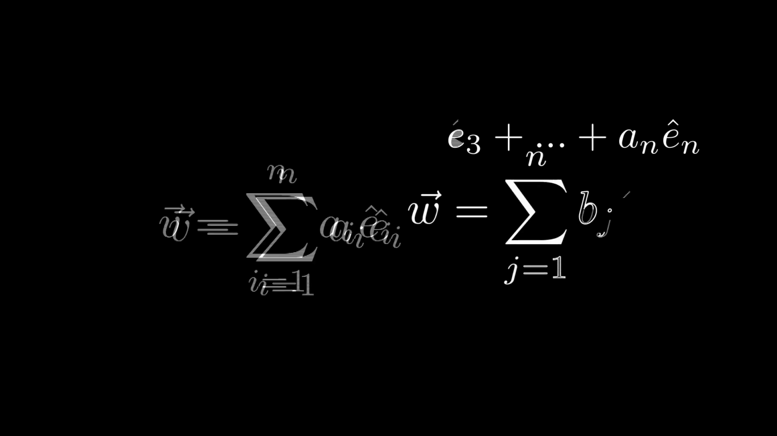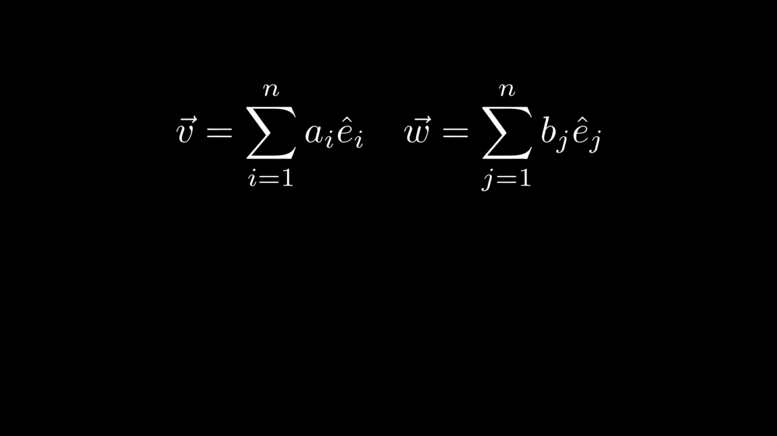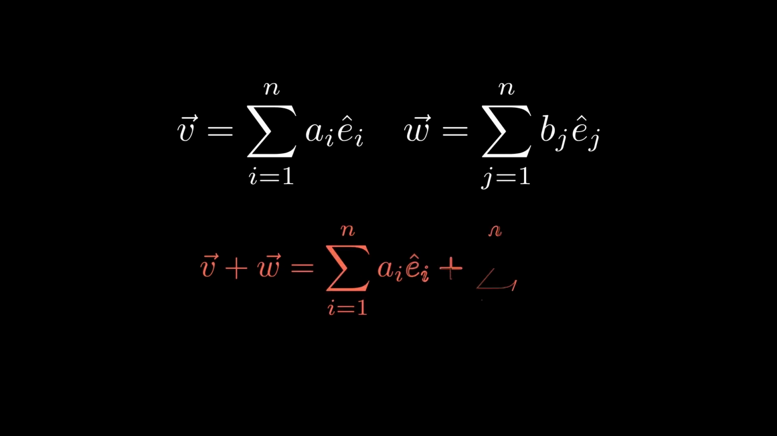Now, say we have two arbitrary vectors v and w. We can try adding these together since e_i hat equals e_j hat if and only if i equals j.